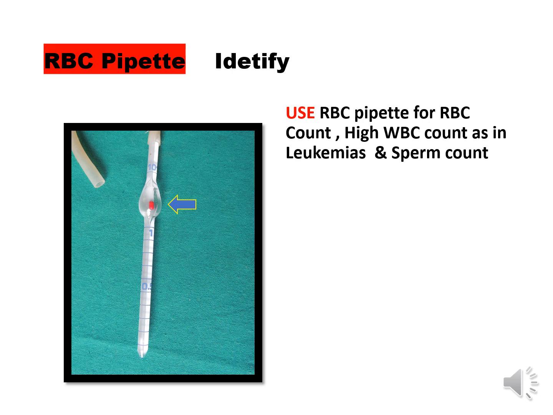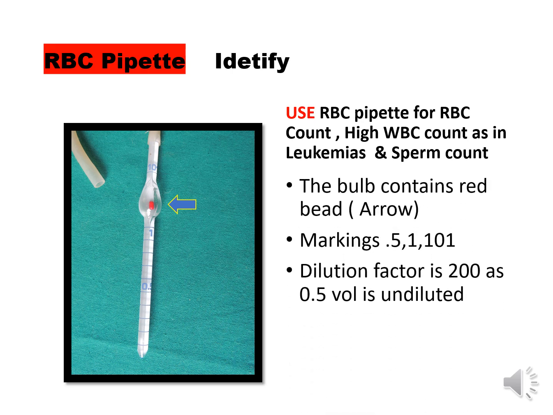RBC pipette, as it is called by some, is used for RBC count, and also when the WBC count is very high in leukemias and the sperm counts which are high, you use RBC pipette. The bulb contains red bead and the markings vary from WBC pipette. The markings here are 0.5, 1 and 101, so that the dilution factor is 200.